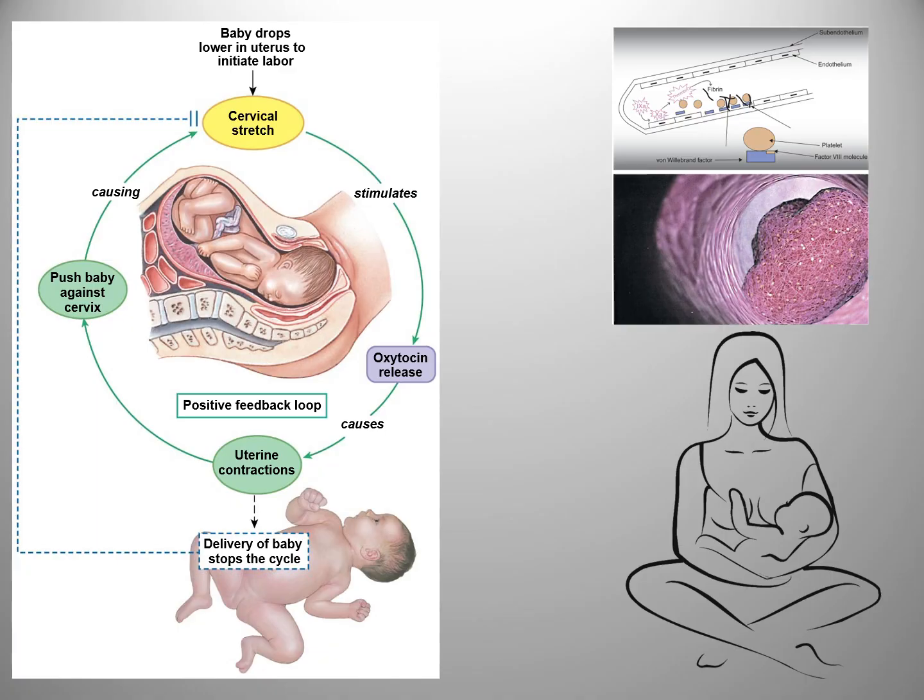The key is that you're enhancing the response. So suckling will enhance the lactation response. Cervical stretch will enhance uterine contractions, and blood clotting will actually self-reinforce and trigger more blood clotting. Those are all examples of positive feedback that require some kind of an outside factor, some kind of an outside event in order to break that cycle.